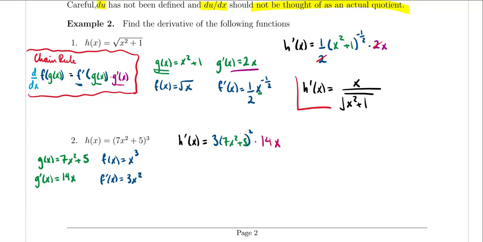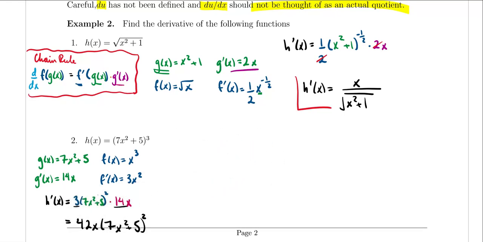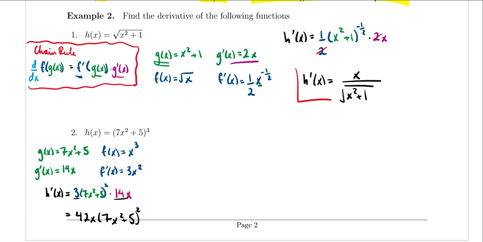Okay, now simplifying things fully here, we're going to get 3 times 14, I believe that should be 42, x times the 7x squared plus 5 to the second power. Again, I'm just going to make this one here a little bit smaller.